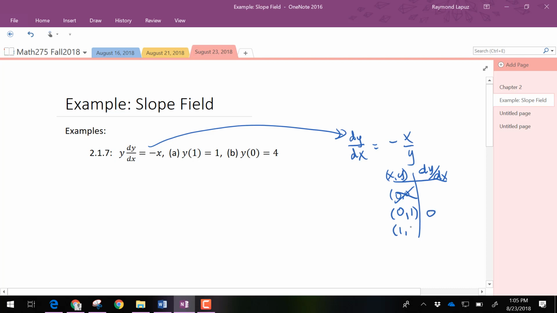Let's try (1, 0). Oh, wait. (1, 0) is infinity. (1, 1). Yeah, that's better. What's (1, 1)? Negative 1. All right, I'm done. Let's just use the computer.